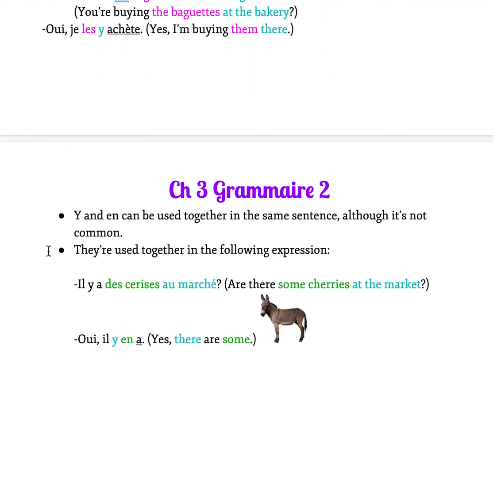Y and en can also be used together in the same sentence. It's not super common, and they're usually used in the following expression. So, il y a des cerises au marché. Are there some cherries at the market? So I could replace des cerises with en, and I could replace au marché with y. So I get oui, il y en a. Yes, there are some there. Or we could just say yes, there are some. Either way, there's no two y's, so I don't want you to get confused. But it's really, yes, there are some there.